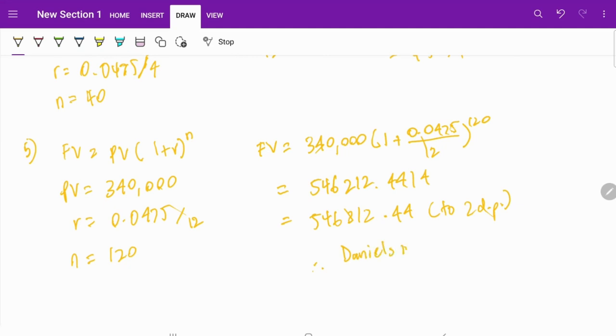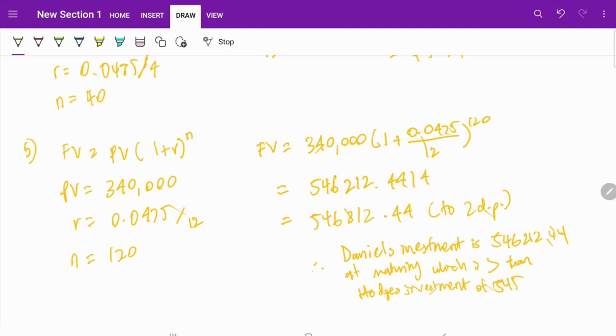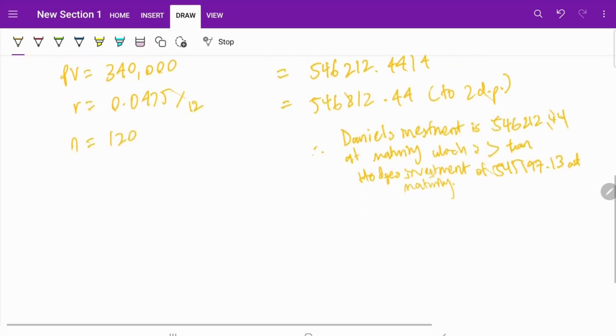Daniel's investment is 546,212.44 at maturity, which is greater than Hodges' investment of, it was 545,197.13 at maturity. And there you go.